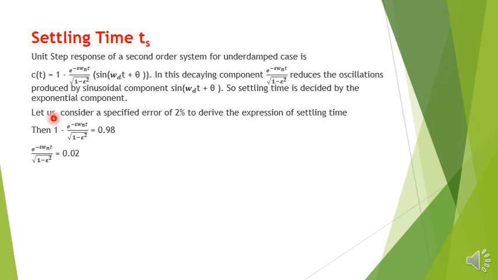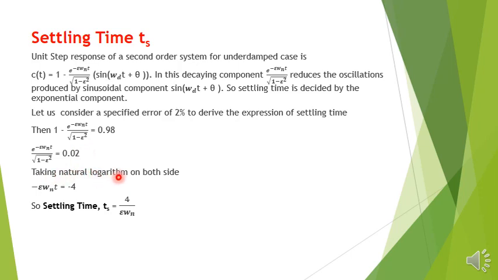So let us consider the specified error to be 2% to derive the expression for settling time. So 2% error means the C of t value is 2% less than the final value. That means 1 minus 0.02, that is 0.98. So this is the oscillatory part which vanishes. So 1 minus e to the power minus zeta omega n t divided by root of 1 minus zeta square is equal to 0.98. If I take it to the other side, e to the power minus zeta omega n t divided by root of 1 minus zeta square is equal to 0.02.